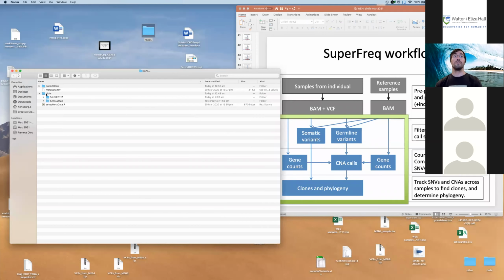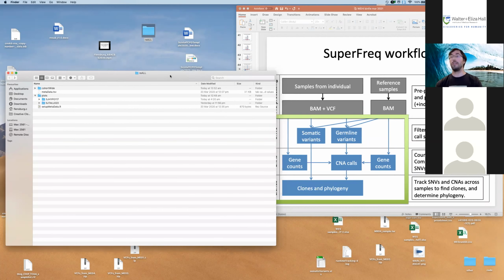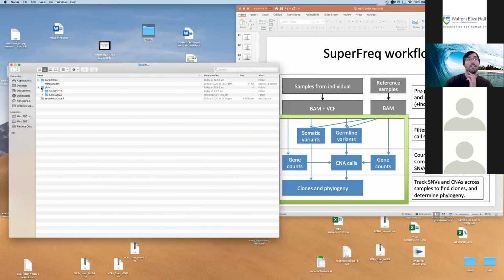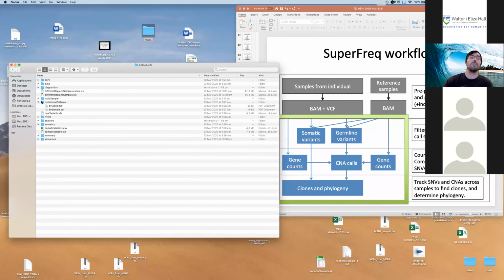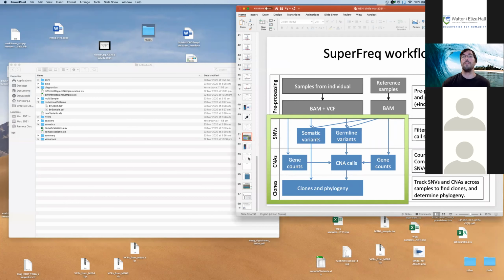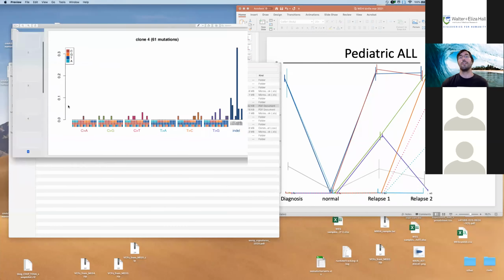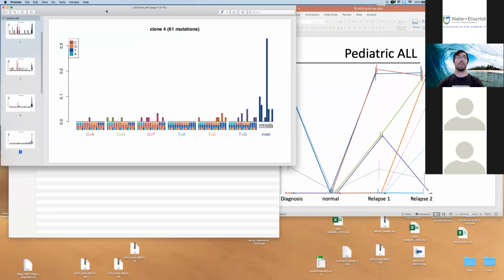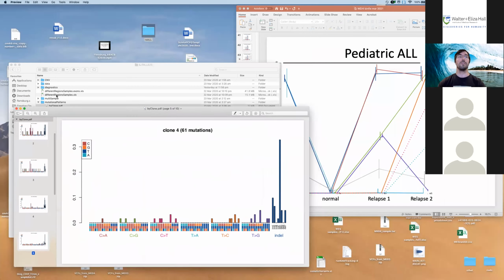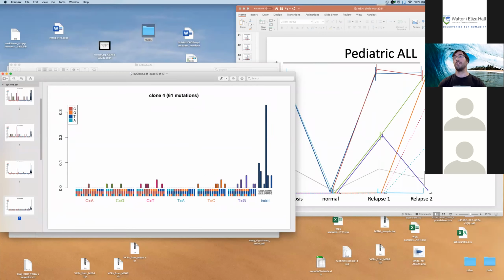This was a full cohort of the pediatric ALLs, and SuperFreq is then producing a plots directory for each patient. And this patient here was the one I was just showing. So if we look at mutational patterns, I was showing, if we go back and show here, these are the clone numbers, clone 1, 2, 3, 4. If you go into mutational patterns by clone, this is the SuperFreq output. This is nothing messed up. This is what comes out by default. So we then see clone 4 here, and so on.